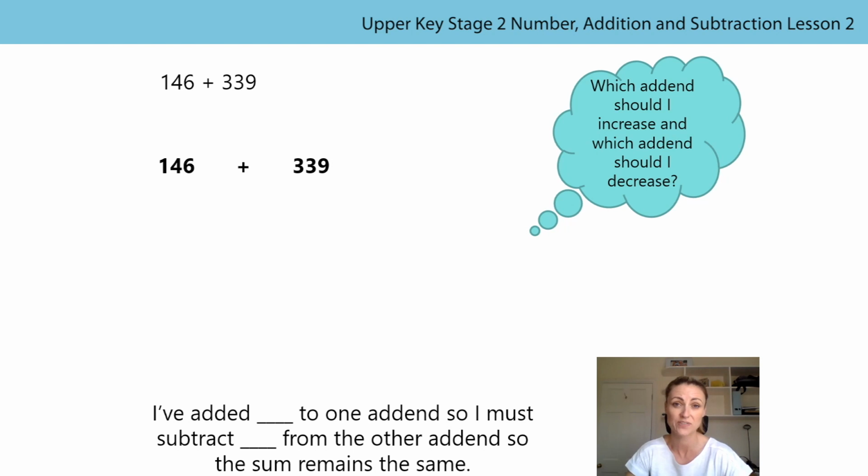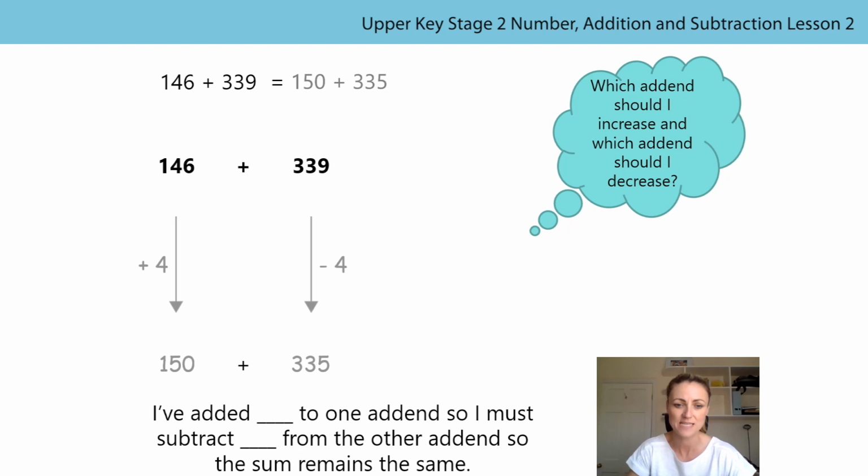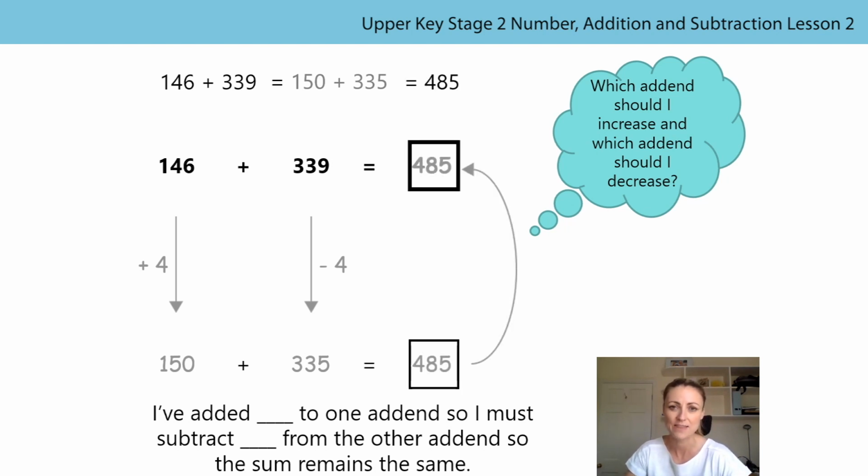Therefore, if I've added 4 to 146, that addend, I need to subtract 4 from the other addend. I need to subtract 4 from 339, and indeed that's what we can see here. So we have now got a redistributed calculation of 150 add 335. That's an equivalent calculation. And just as before, we can see that that totals to 485. So which way did you prefer?